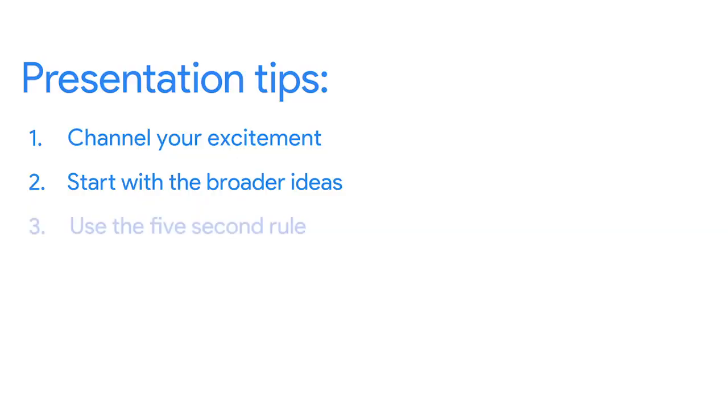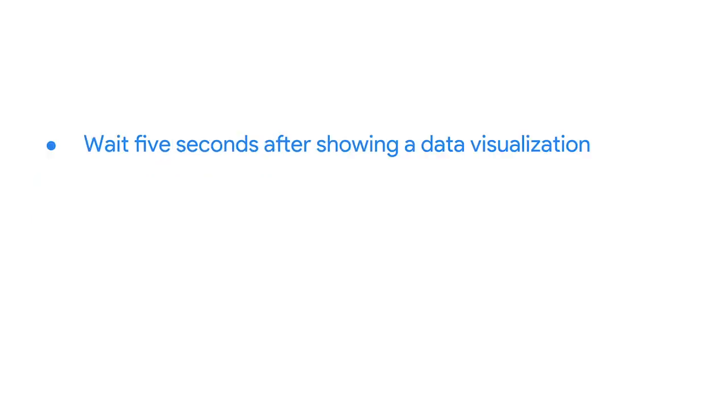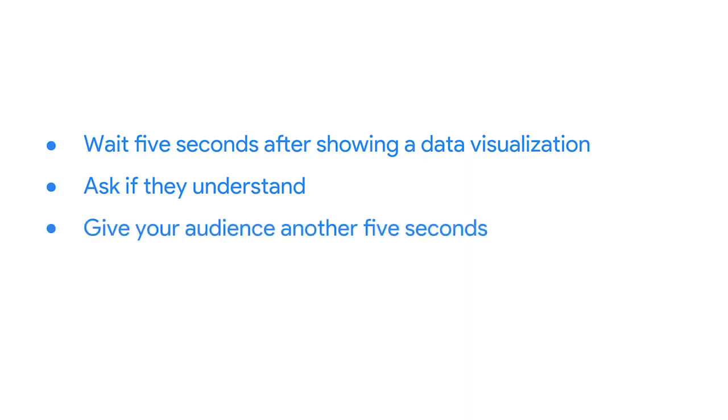We also learned about the 5-second rule. As a quick refresher, whenever you introduce a data visualization, you should use the 5-second rule and ask 2 questions. First, wait 5 seconds after showing a data visualization to let your audience process it. Then, ask if they understand it. If not, take time to explain it. Then, give your audience another 5 seconds to let that sink in before telling them the conclusion you want them to understand. Try not to rush through data visualizations. This will be the first time some of the people in your audience are encountering your data, and it's worth making time in your presentations for them.